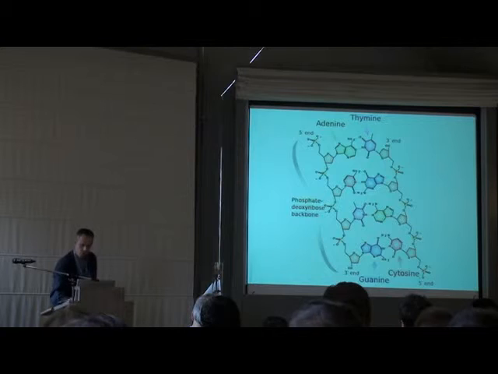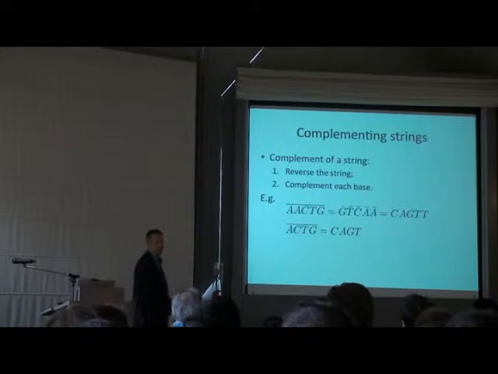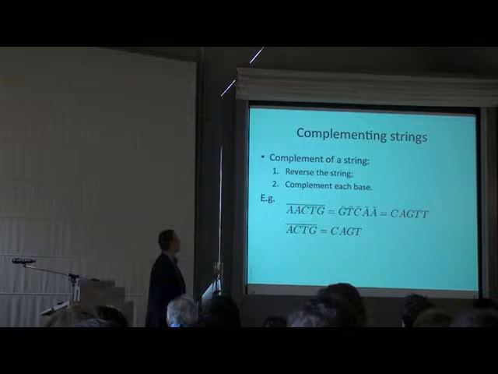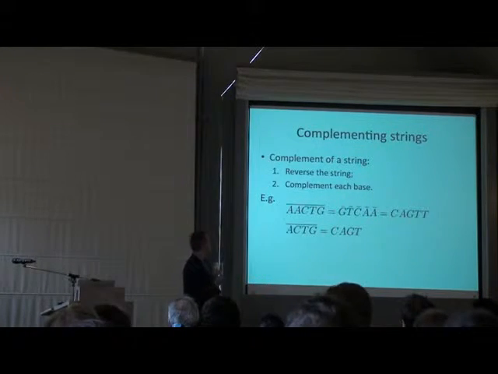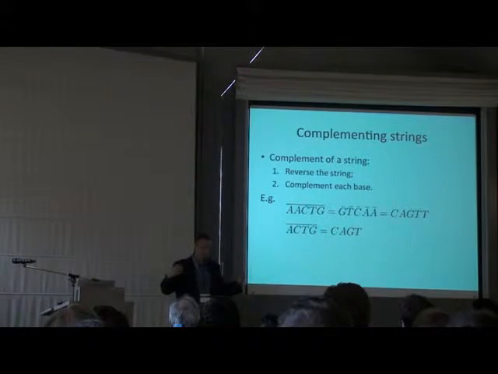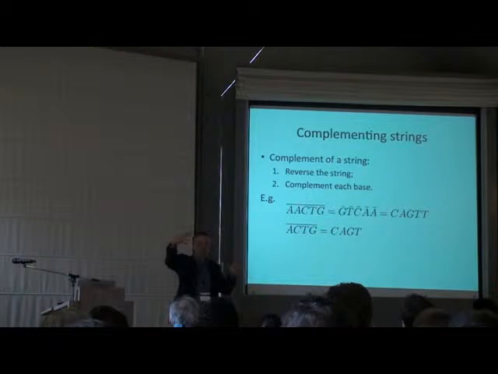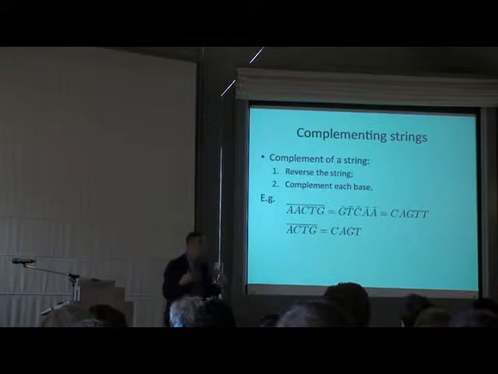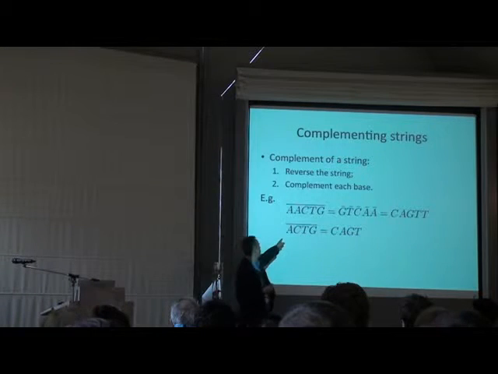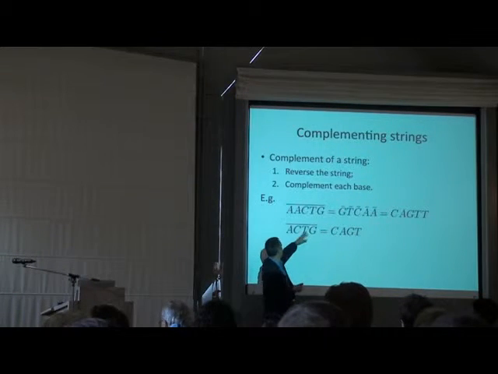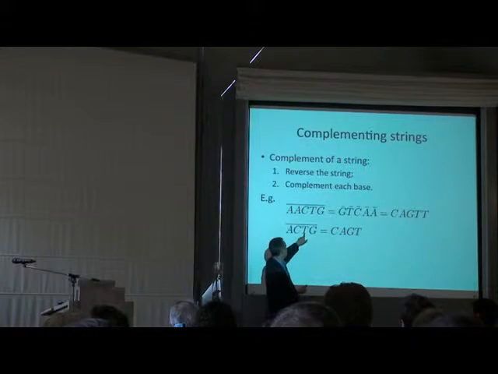Okay? And so we can mathematically very easily formalize this by introducing the complement of a string. The operation of complementing a string is very easy. You reverse a string, and then you complement every base. That will be another string that will attach completely to the original string by base pairing. And the longer these strings, the more robust this base pairing is. So here is an example. This is the example from the previous slide. We had ACTG, we reverse it, we get GTCA, and then we complement every base, so we get CAGT.